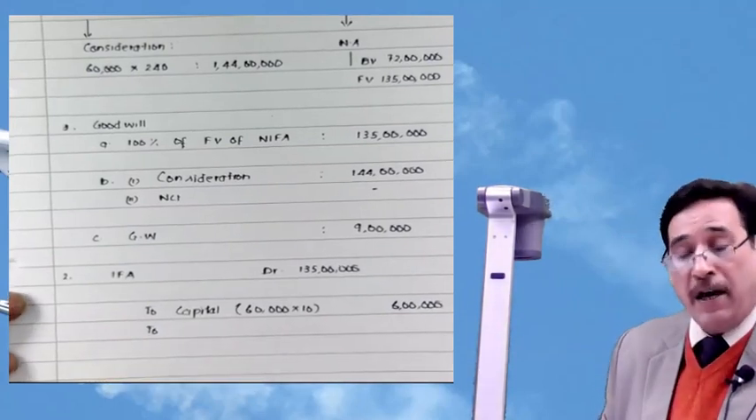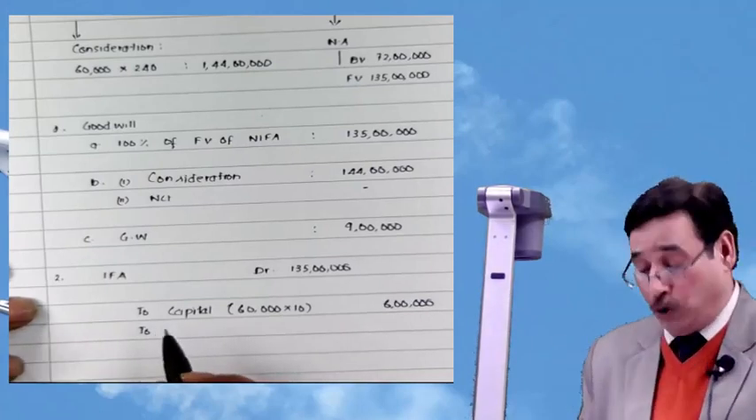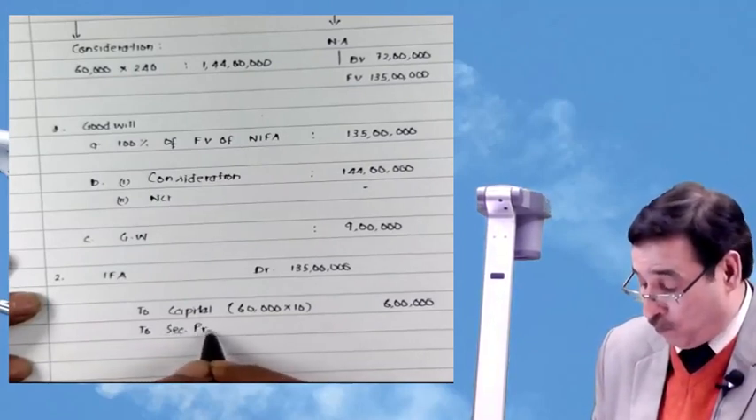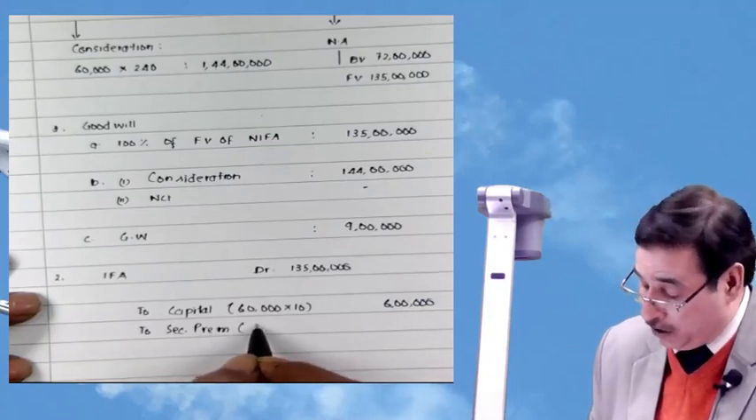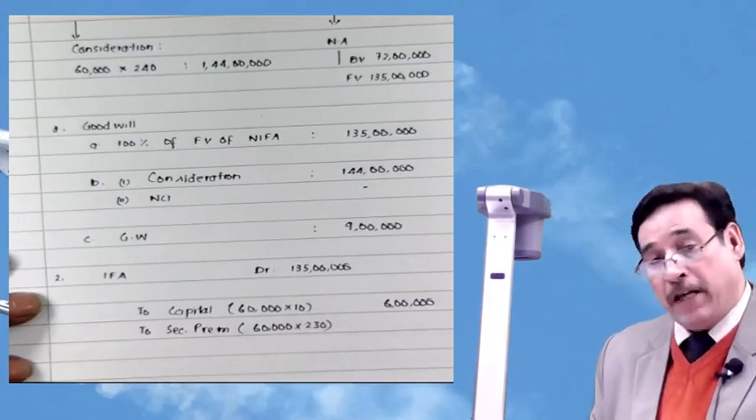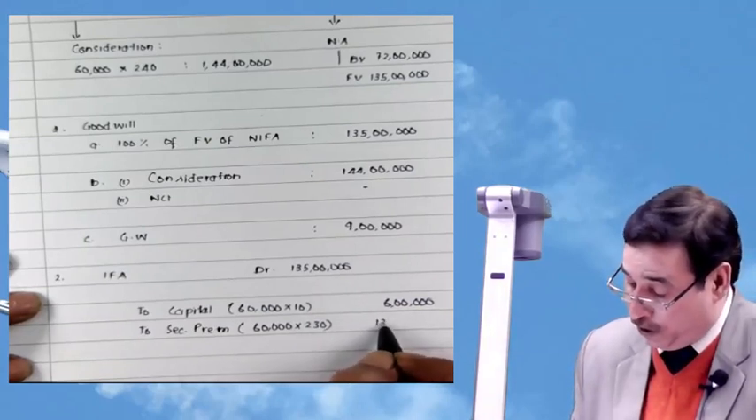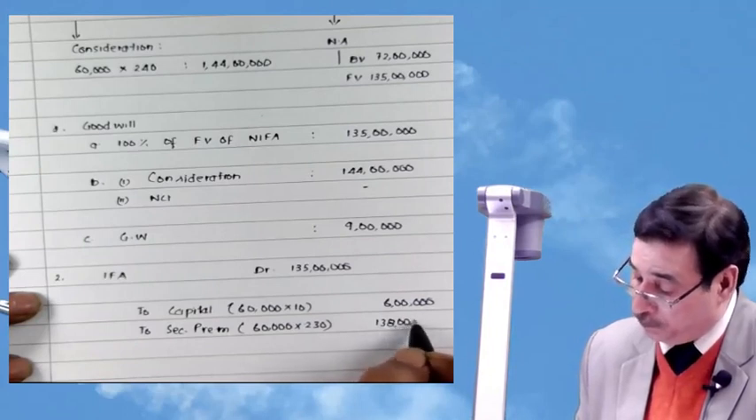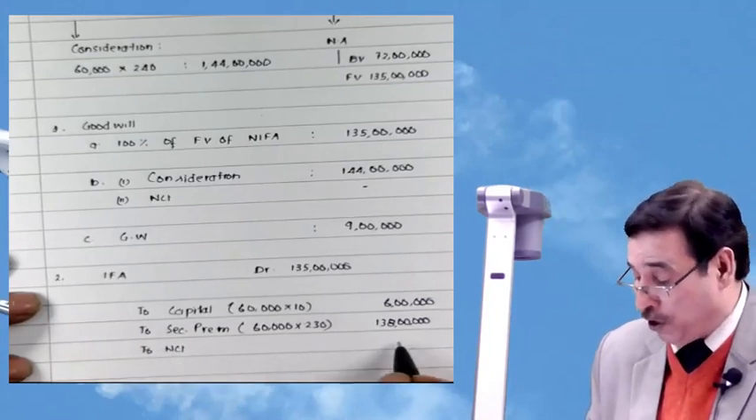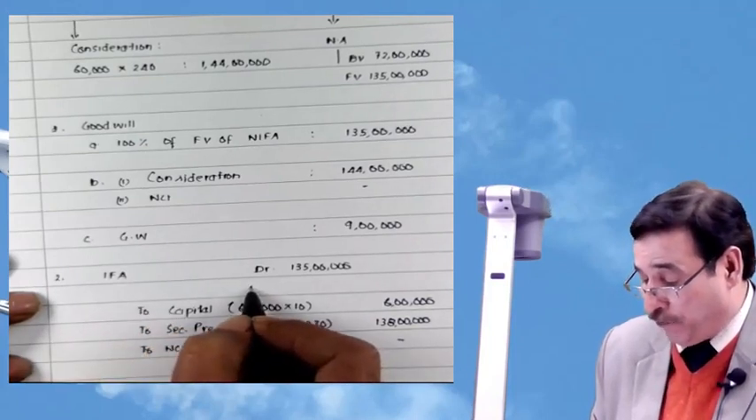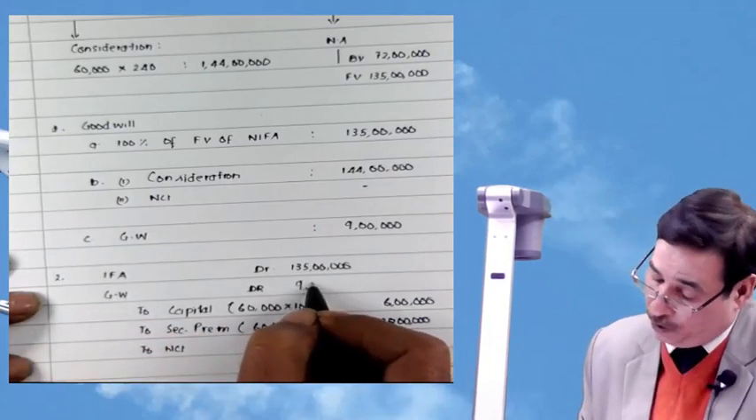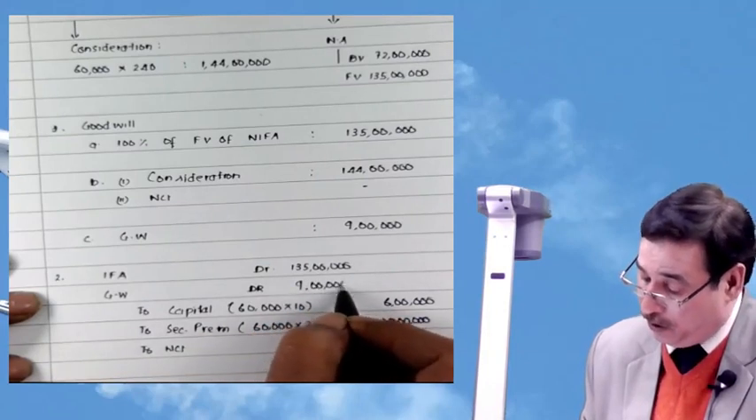The share of 10 has been issued at a price of 240. So the difference of 230 will be premium. You will write here securities premium, that is 60,000 into 230, 240 minus 10, which will be equal to 138 lakhs. And generally we write non-controlling interest also, but in this question there is no non-controlling interest. So the difference will also be reflected through the entry, and this difference will be termed as goodwill, that is 9 lakhs.